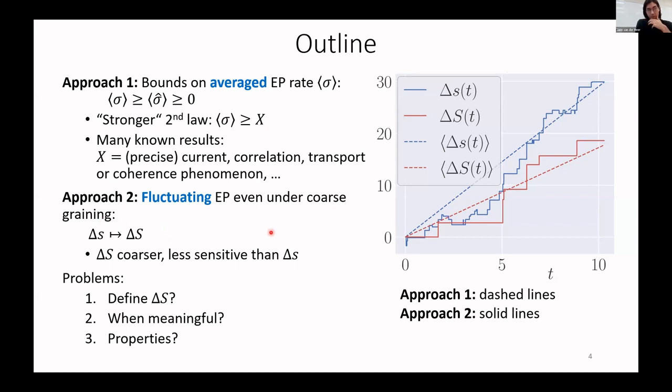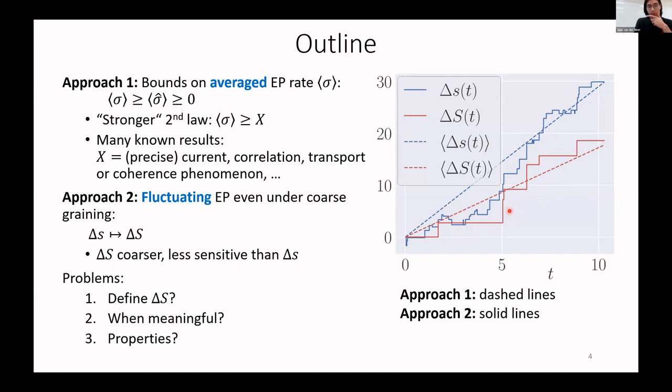In this case, different questions arise, like how to define a coarse-grained entropy production that is actually fluctuating, when is it meaningful, and what properties would it have. As an illustration here, if we say that the blue trajectory is some kind of microscopic dynamics, and the red one is coarser, these dashed lines here illustrate this kind of bound between the mean values, whereas the fluctuating quantity would contain more information than that, but less than the microscopic trajectory. It's a kind of intermediate feature.